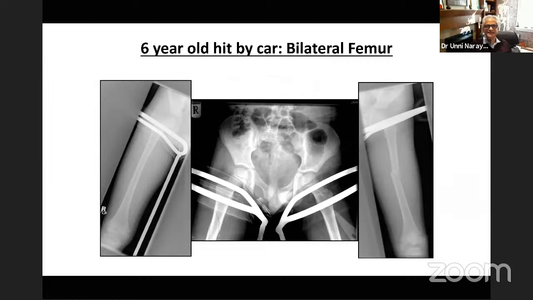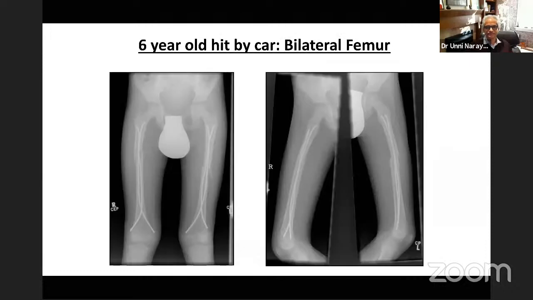So let's look at some case examples of some ideal indications. So here's a 6-year-old hit by a car with bilateral femur fractures. If this was unilateral, you could consider an immediate spica cast, but bilaterally, I think elastic nails have huge advantages. And this is a good example of that.